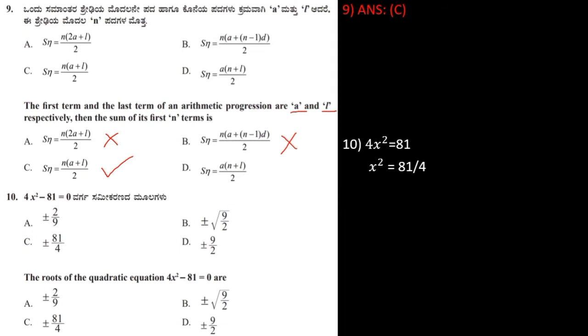Then we will take the square root on both sides. We will get x is equal to square root of 81 by 4. Square root of 81 is 9 and square root of 4 is 2. Here we are taking the root, therefore plus or minus it will become. Therefore we will get x is equal to plus or minus 9 by 2. Option D is the correct one.